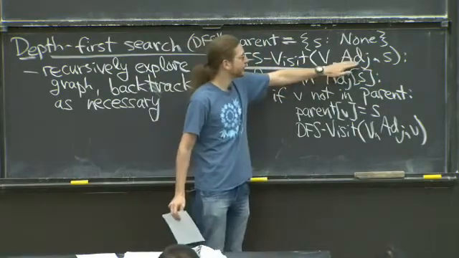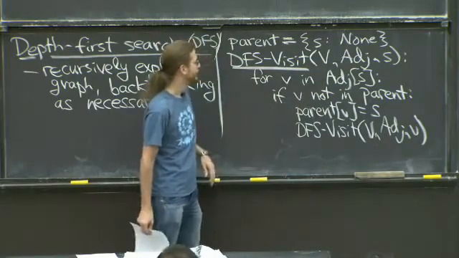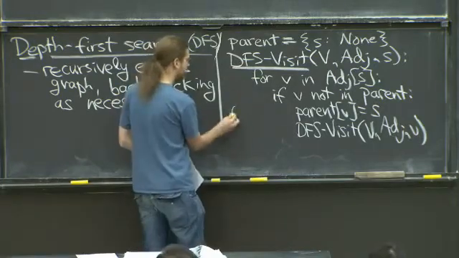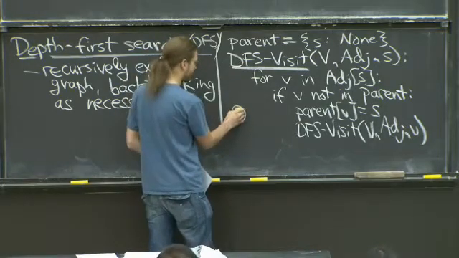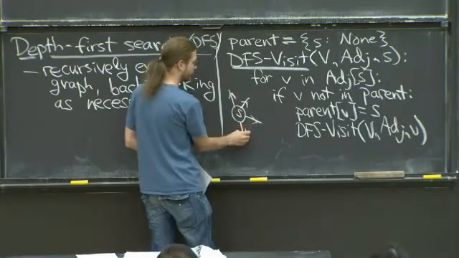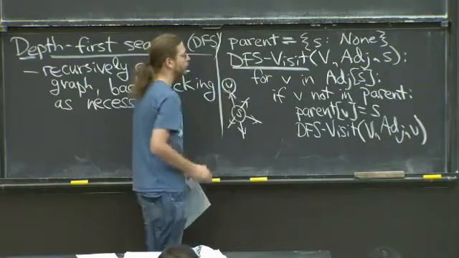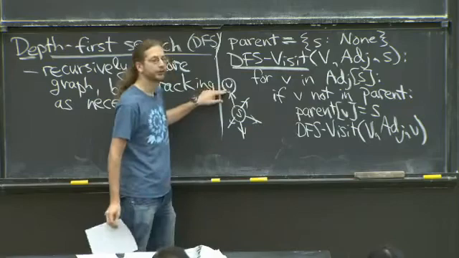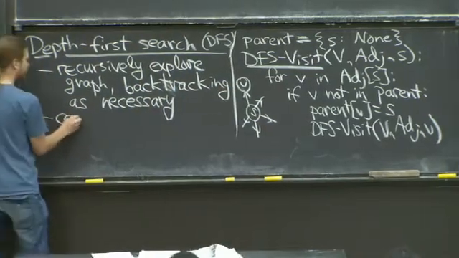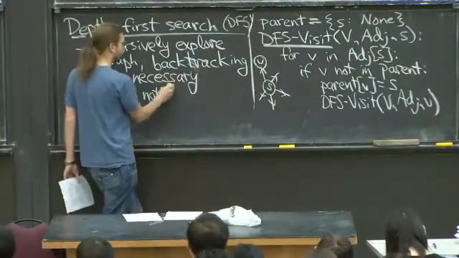So we're given the adjacency list. I don't know why I put V here. You could erase it. It's not necessary. And all we do is we have our vertex S. We look at all of the outgoing edges from S. For each one, call it V, we check, have I visited this vertex already? So the one place where we need to be careful is to not repeat vertices. We had to do this in BFS as well.